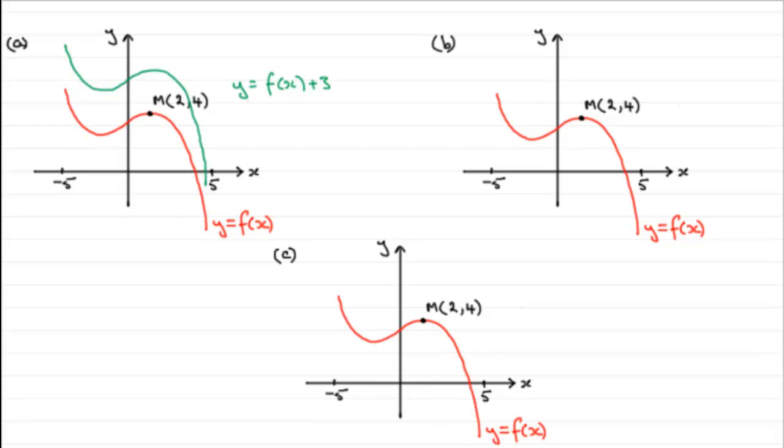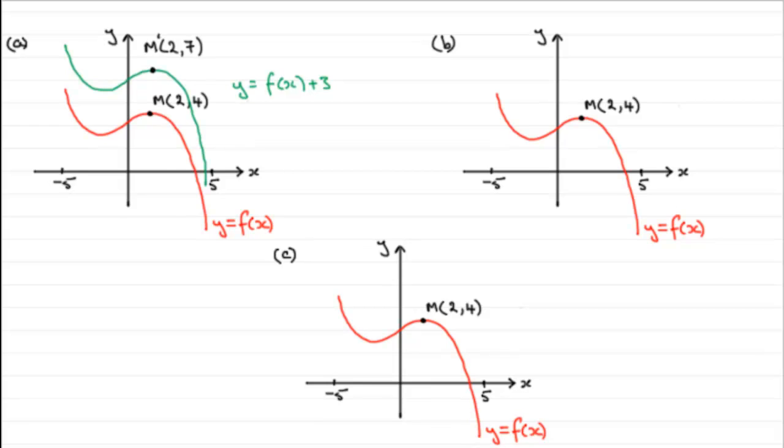So we also need to mark in, we're told, the maximum turning point where M goes to. Well, it's clearly going to be this point here, so its x coordinate is going to stay exactly the same, but the y coordinate of 4, we're just going to add 3 more to it, so it's going to take us up to a new point. We'll call it M dash if you like. M dash is at (2, 7). Okay, well that's that graph.